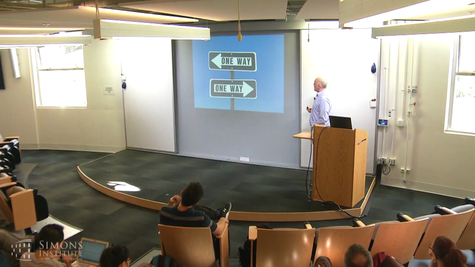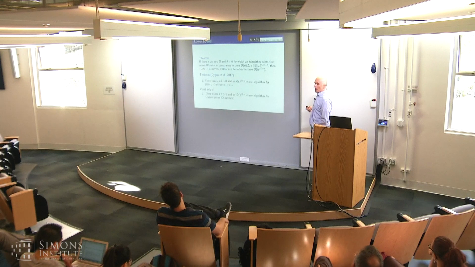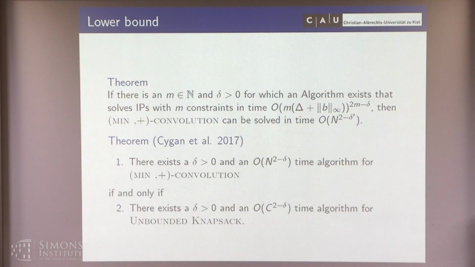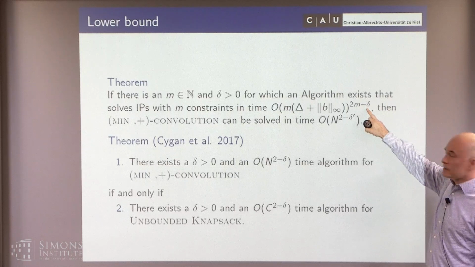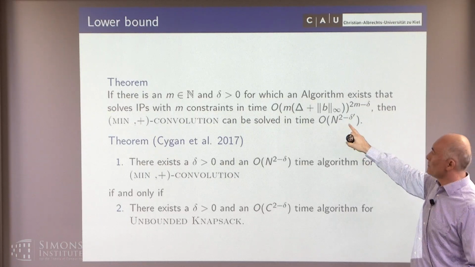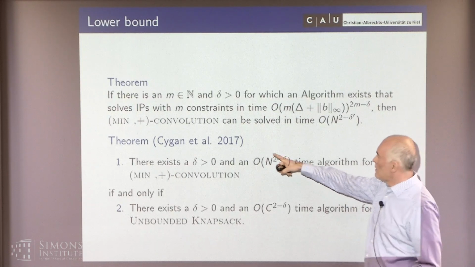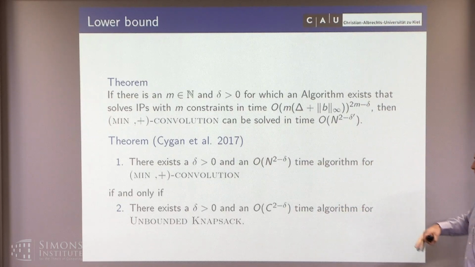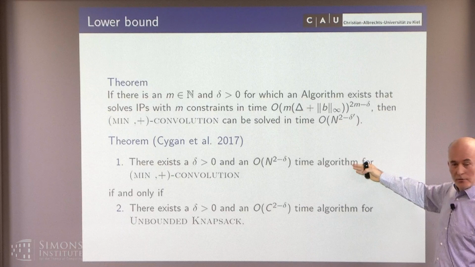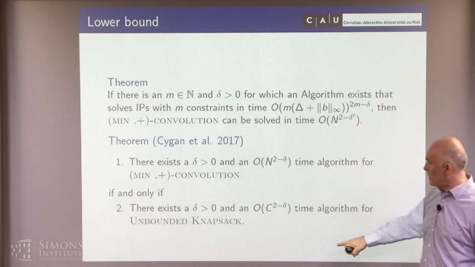Okay, that's one way, but you can also go the way back, and that is how we can prove a lower bound. What we were able to prove is that if you have an algorithm where the running time is 2 to the m minus delta in the exponent here, then you can prove that min-plus convolution can be solved in subquadratic time. And there are some recent papers about how to connect these problems with a collection of other problems, for instance by Sügen et al. They had an ICALP paper about this. One case was, for instance, that min-plus convolution is related to the unbounded knapsack problem, where C is the capacity here.